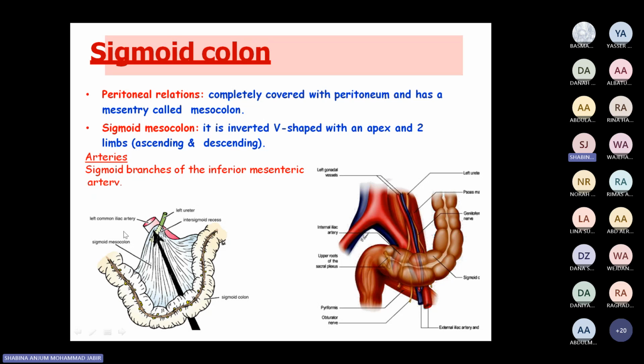It is an inverted V shape with an apex and two limbs. This is the apex and these are the two limbs. And in this sigmoid mesocolon, you will find the sigmoid branches from the inferior mesenteric artery. Generally, there are 4 to 5 branches.